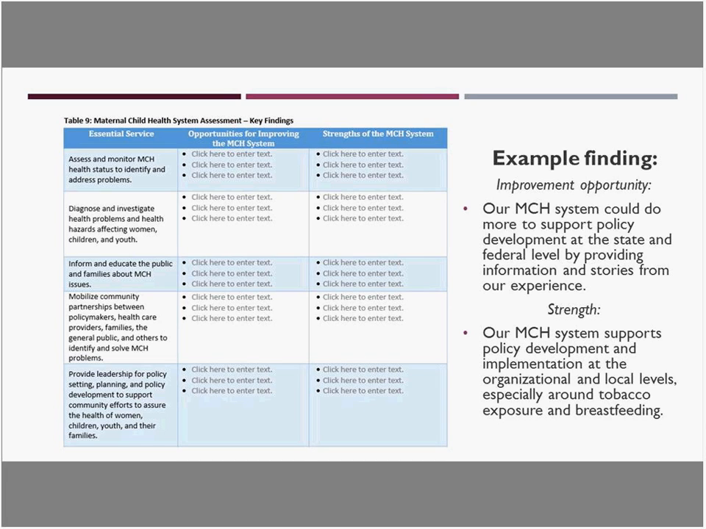So an opportunity for improvement might be: our MCH system could do more to support policy development at the state and federal level by providing information and stories from our experience. And a strength might be: our MCH system supports policy development and implementation at the organizational and local levels, especially around tobacco exposure and breastfeeding. So it's really a broad summary of the conversation around what you thought was going really well in that area and where you thought there could be growth in that area.